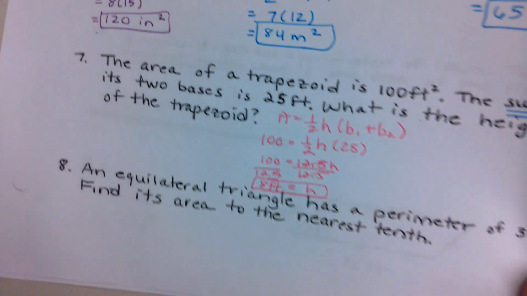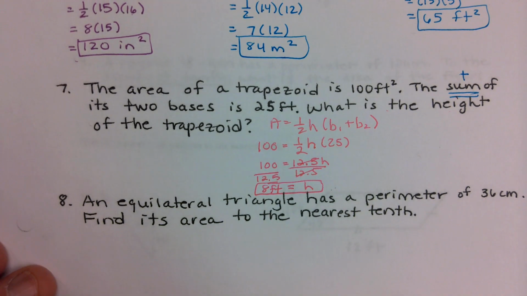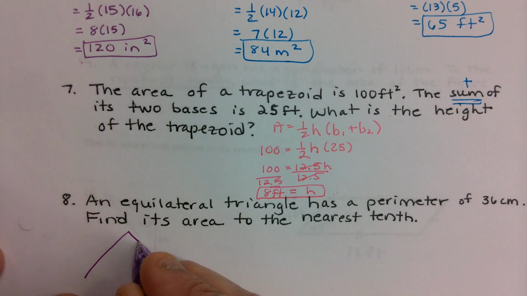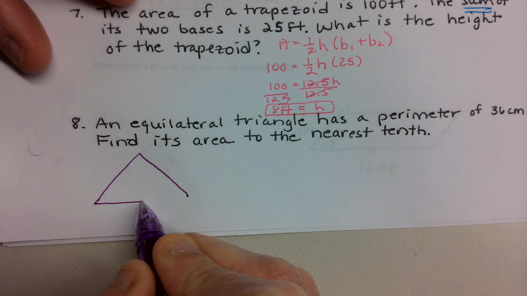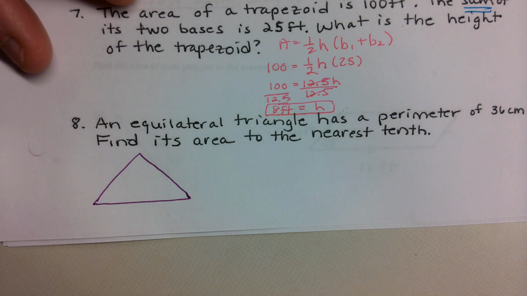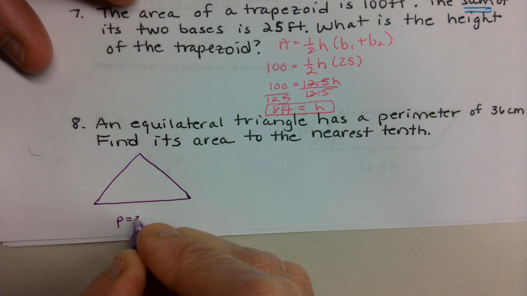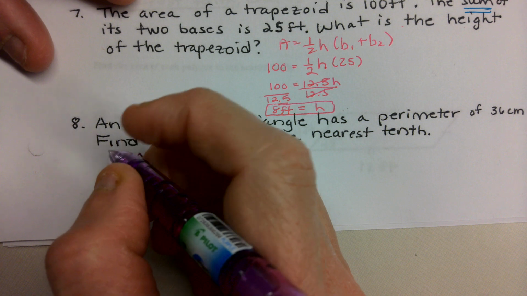Back to the review. An equilateral triangle has a perimeter of 36 centimeters. Find its area to the nearest tenth. What does equilateral triangle mean, class? That's right, it means 3 sides are equal. So I have an equilateral triangle. I'm going to draw it kind of big here. It has a perimeter of 36. So if the perimeter is 36, what does that tell you guys? That each of the sides, you divide it by 3, is 12.